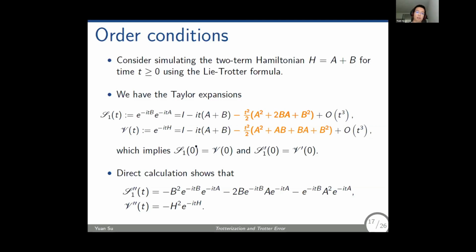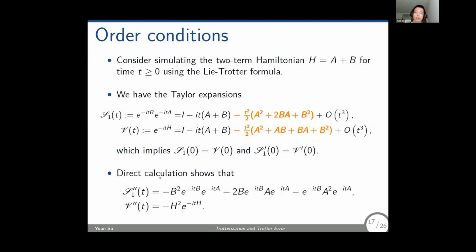You see that the zeroth order terms agree with each other. The first order terms also agree, but you have a discrepancy on the second order terms. Using some calculus knowledge, you can see that the function value will be the same at the 0 point, and also the first derivative will be the same because of this order condition. But then you have a difference on the second order term. You can compute those derivatives directly, but you can't conclude that they are equal to each other.